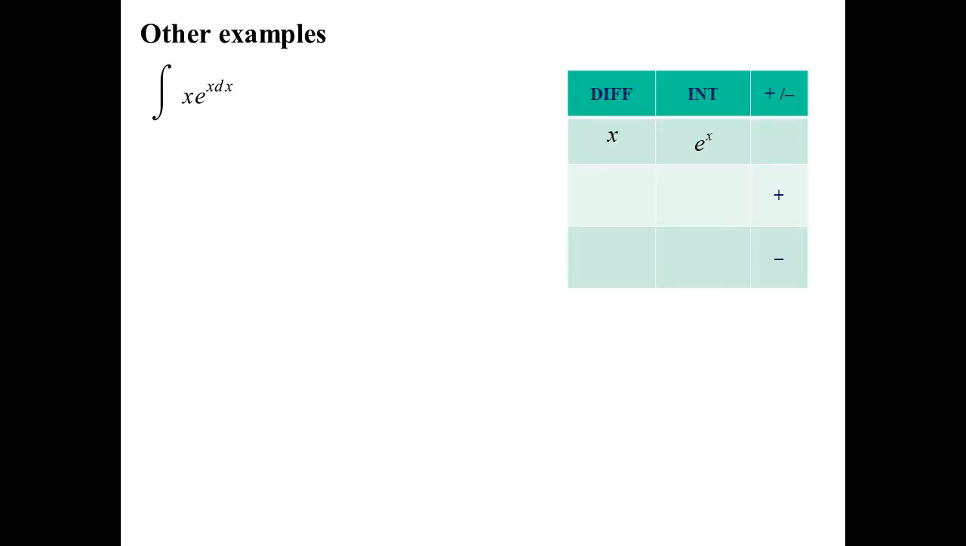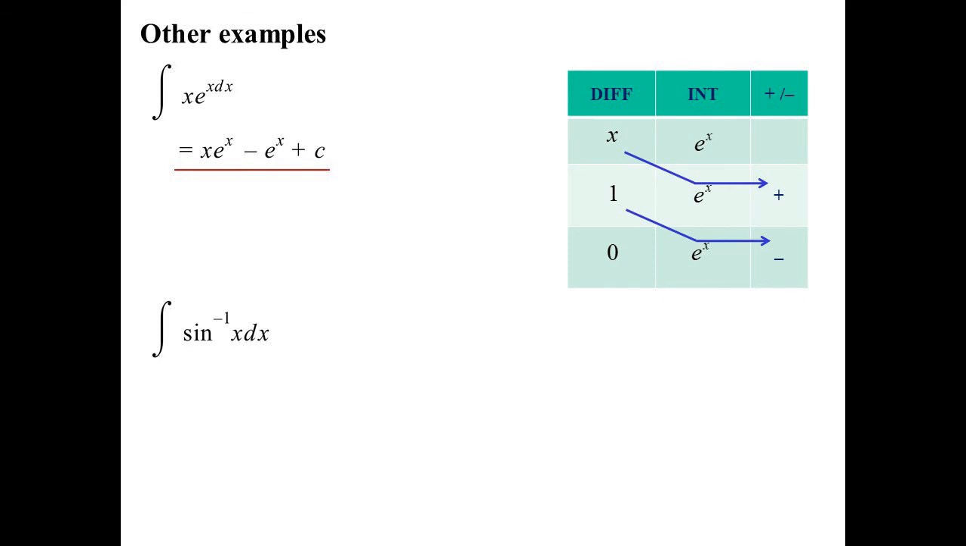So some other examples. x e to the x dx, and somehow my dx has ended up in the power. No, it shouldn't be in the power. Okay. x e to the x. x is a polynomial. So I'll keep differentiating until I get to 0. Integrate e to the x, get e to the x, e to the x. Tic-tac-toe, tic-tac-toe, and we have our answer. So brilliant when it's a polynomial times something. It works fantastic.